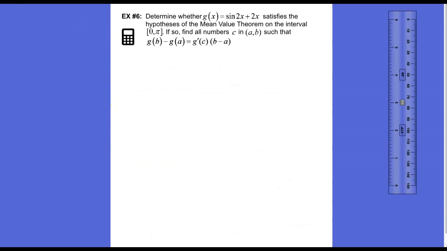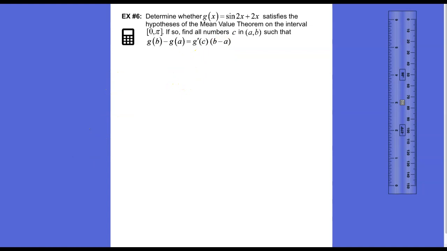In example 6, they tell us to determine whether g of x equals sine 2x plus 2x satisfies the hypothesis of the mean value theorem on the interval from 0 to pi. If so, find all numbers c in the open interval a to b such that g of b minus g of a equals g prime of c times b minus a. Notice this is nothing more than g of b minus g of a over b minus a equals g prime of c. All they've done is multiply through the equation by b minus a.